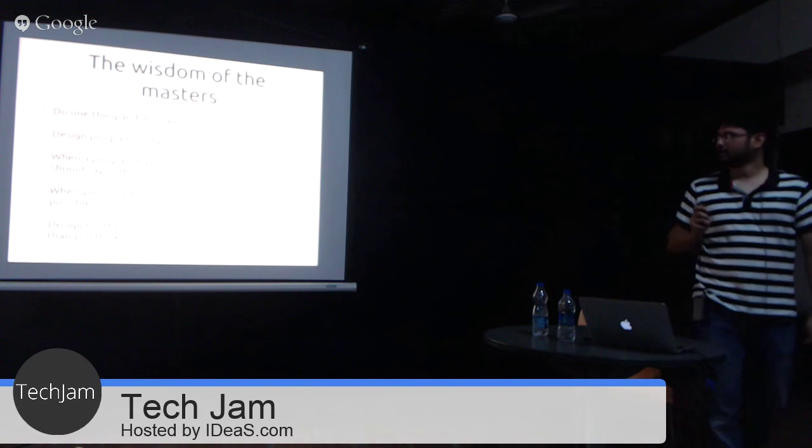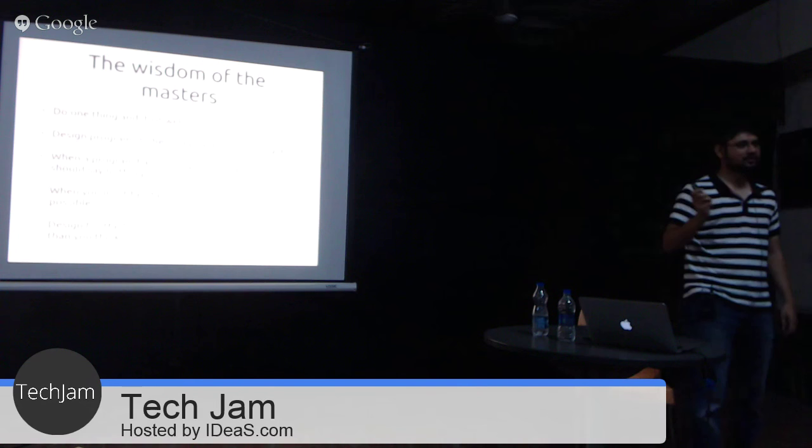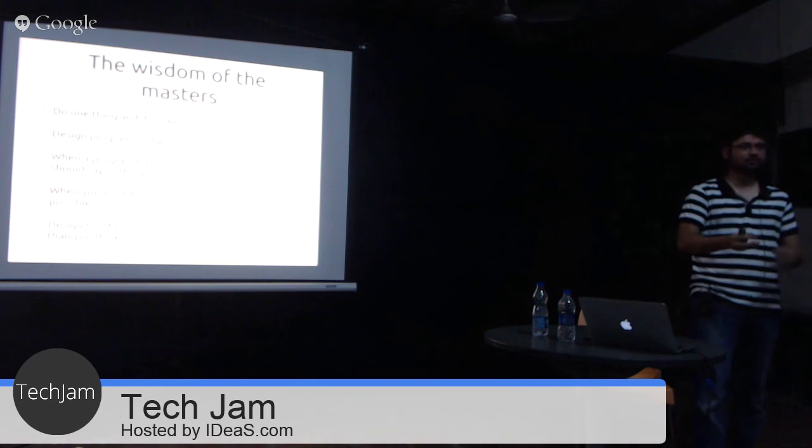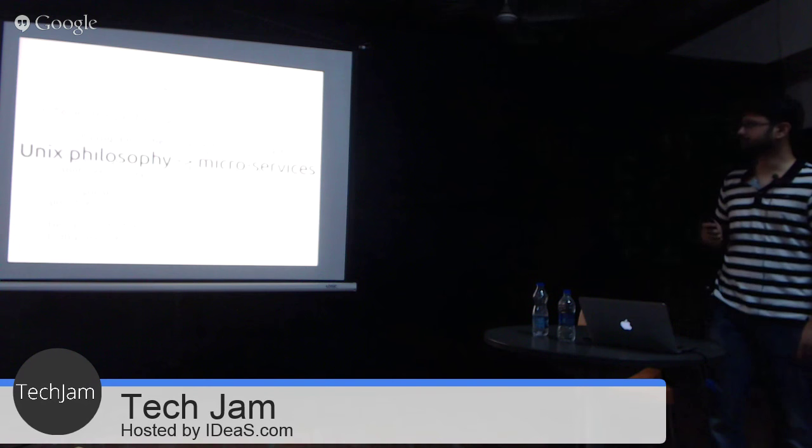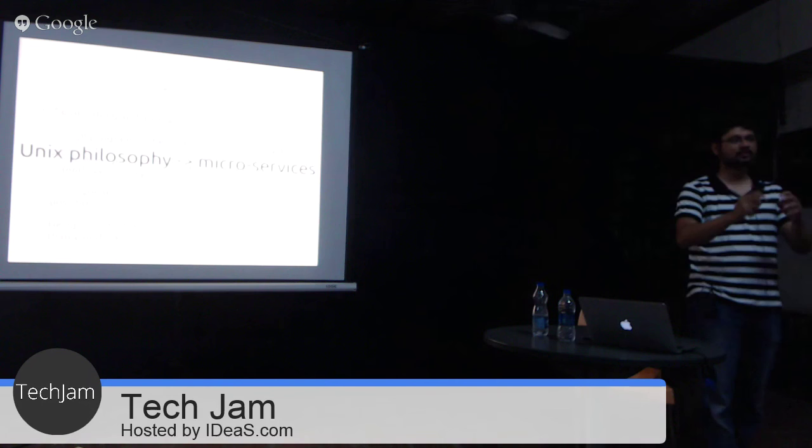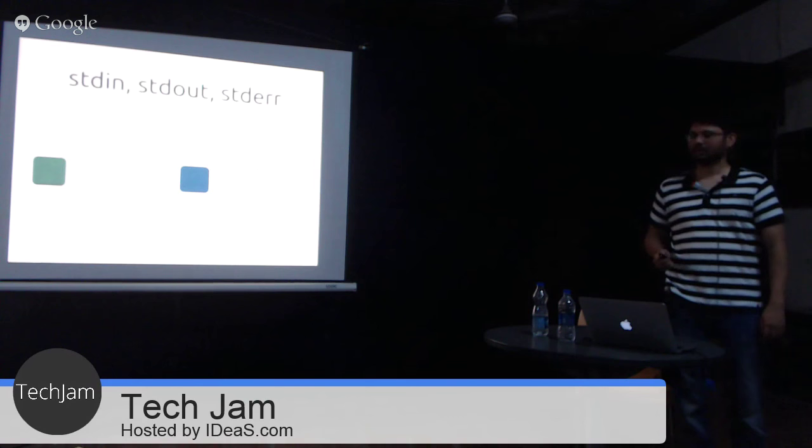What I have tried to do is incorporate these features into Gilmour so that you can write smaller services and you can use these smaller services in a very easy way. So the Gilmour version of microservices is basically the Unix philosophy applied to service-oriented architecture. So the first thing is about writing small programs and connecting them to each other.